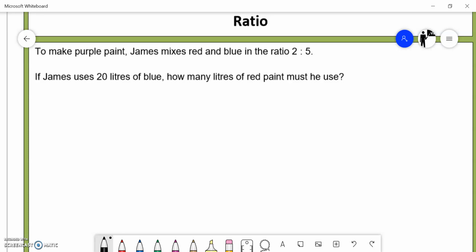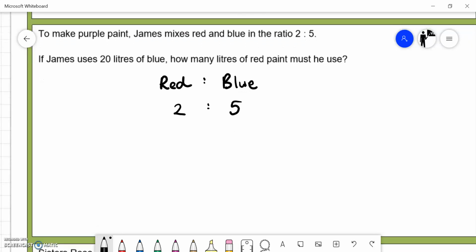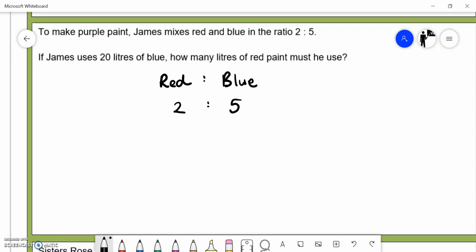So, the ratio of red to blue is 2 to 5. If James uses 20 litres of blue, how many litres of red must he use? So we need to make sure this proportion is kept. For every 2 parts of red, there's 5 parts of blue. So we've got 20 litres of blue, so we can just pop this underneath in the blue section.